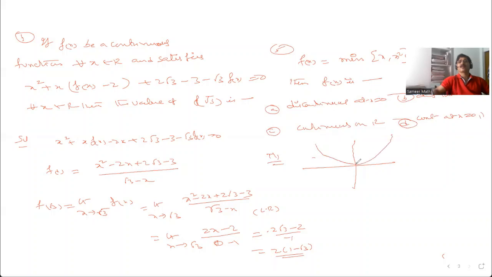This is x square. It will be like this. The moment I said minimum, once let me draw a perfect diagram. So I think you people can easily accept this. Now it is okay.